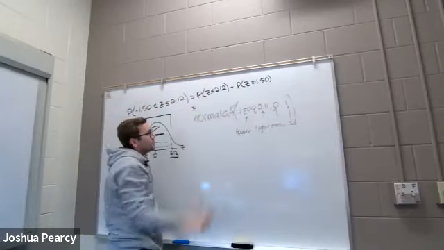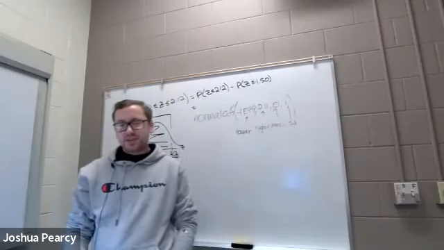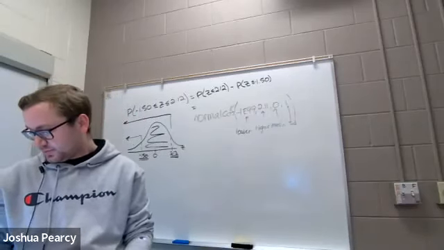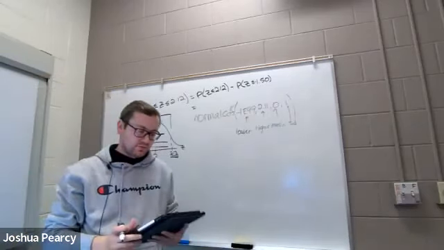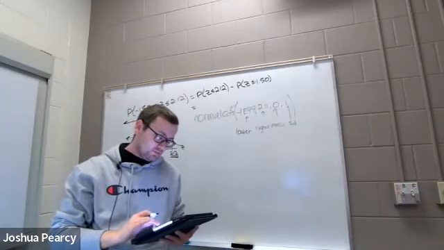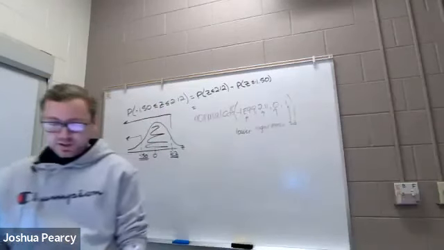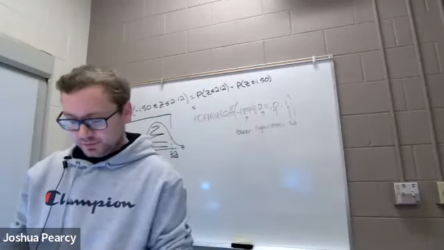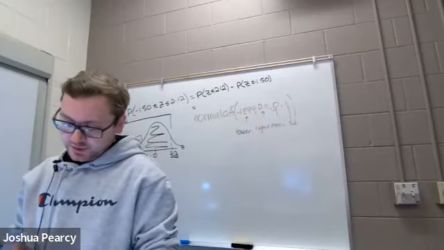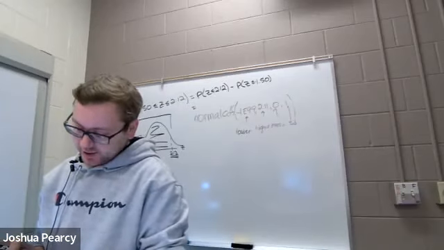What's this first one? The probability of z being less than or equal to 2.12. If you look it up in the table, it is 0.9830.